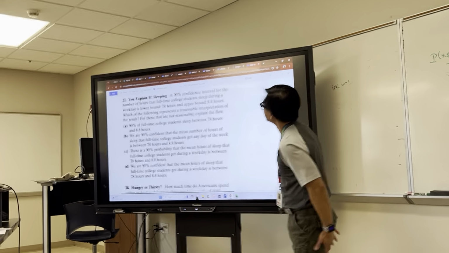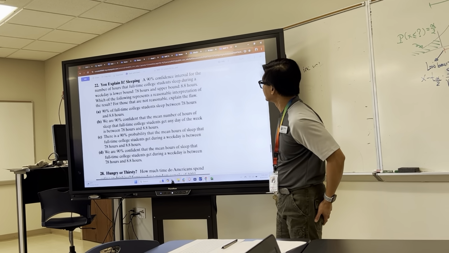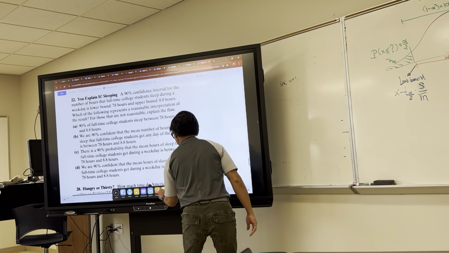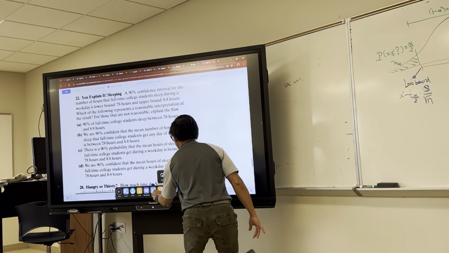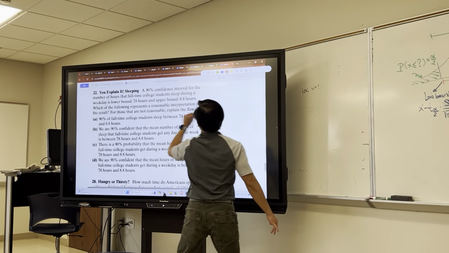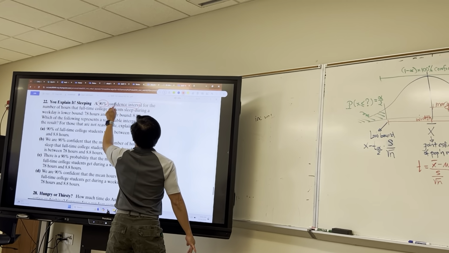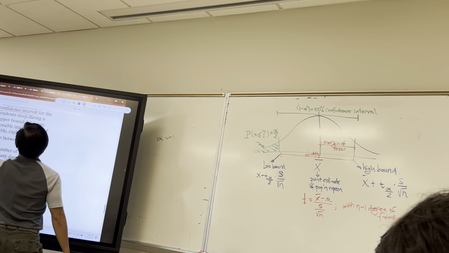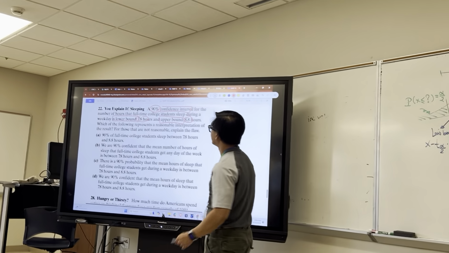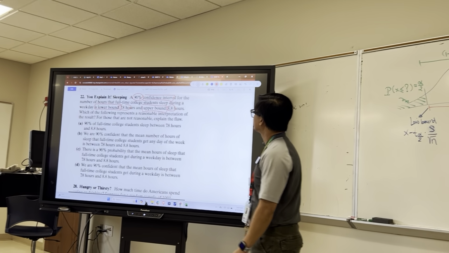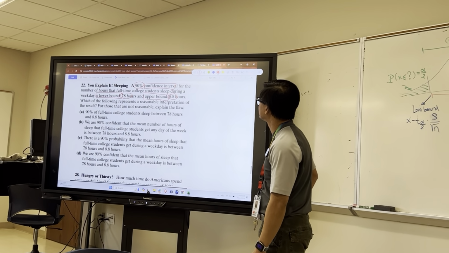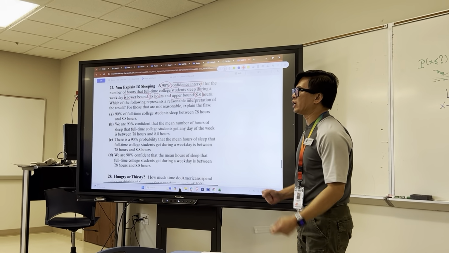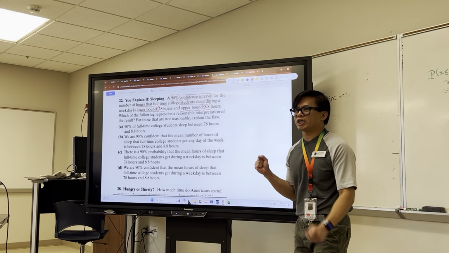Thank you. The 90% confidence interval of the number of hours that full-time college students sleep during a weekday is lower bound 7.8 hours and upper bound 8.8 hours. Which of the following represents a reasonable interpretation of the result? For those that are not reasonable, explain it well. Okay, so what do you think in here? What would be a good interpretation of that?